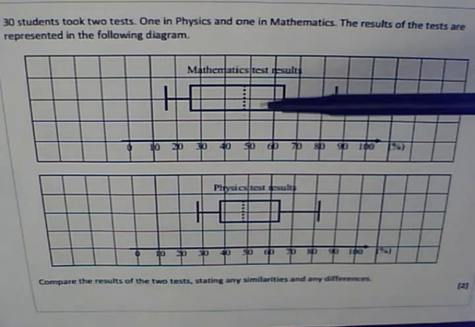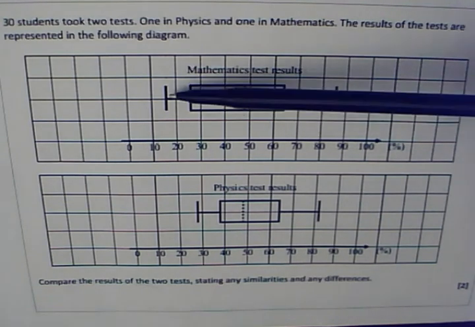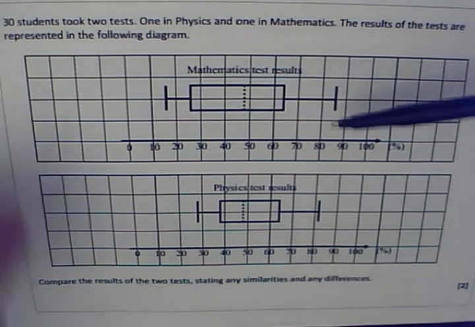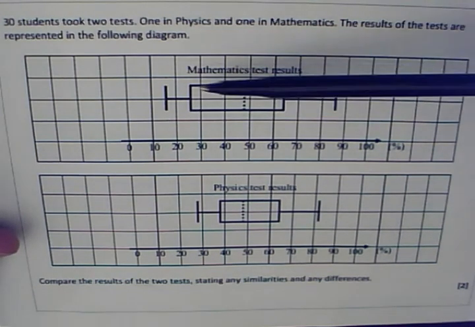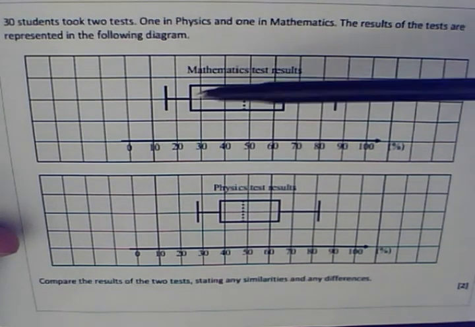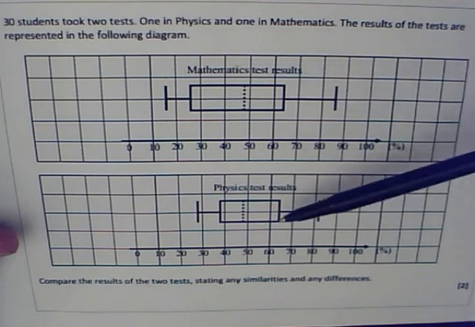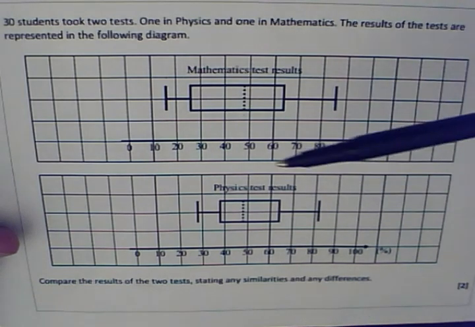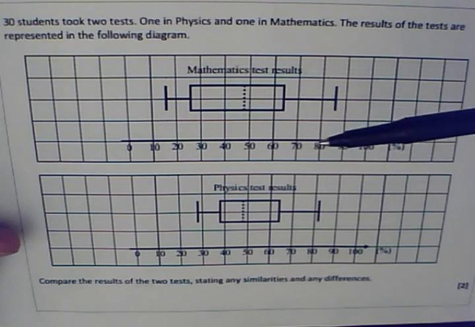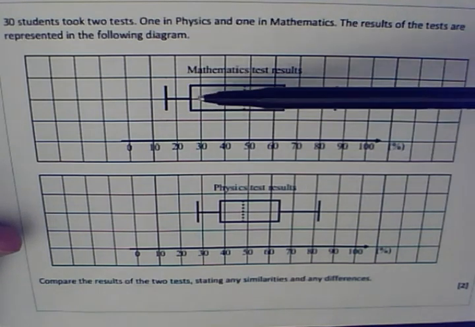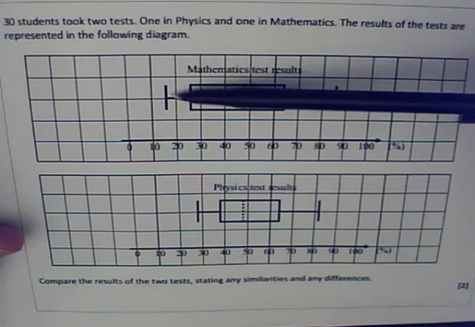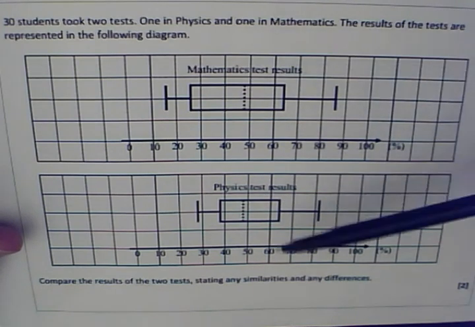The range of marks on the maths test was greater. The difference between the highest mark scored and the lowest mark scored was greater on the maths test than the physics test. That's another thing you could say. You could also say that the interquartile range of the maths test was larger than the physics test. You can say that as well.